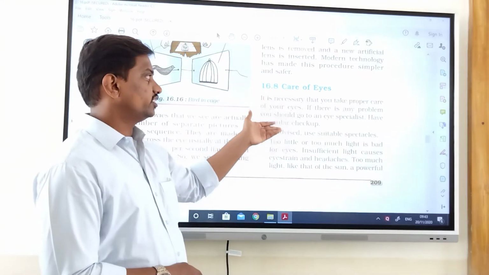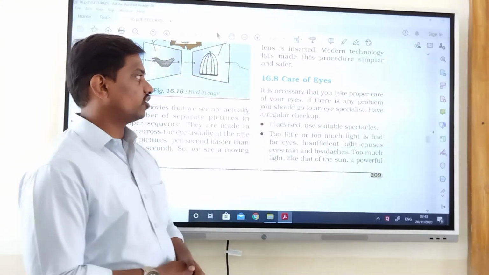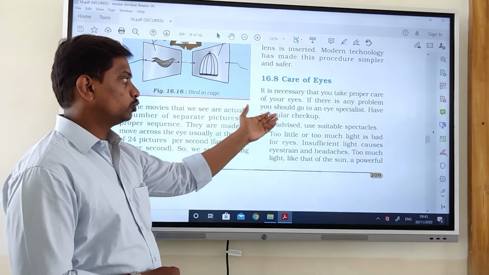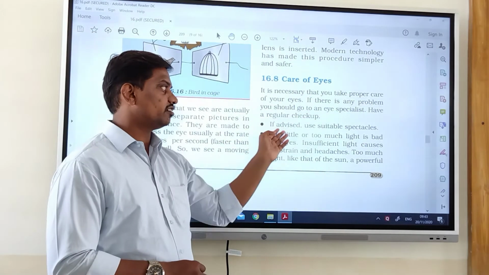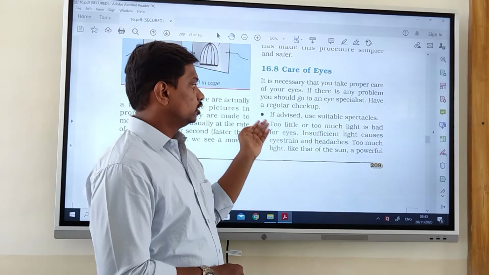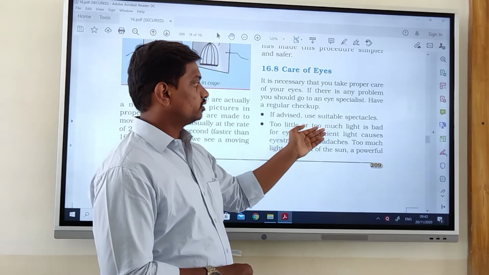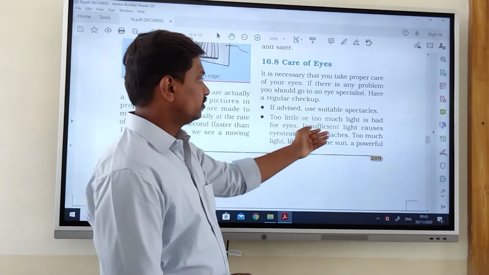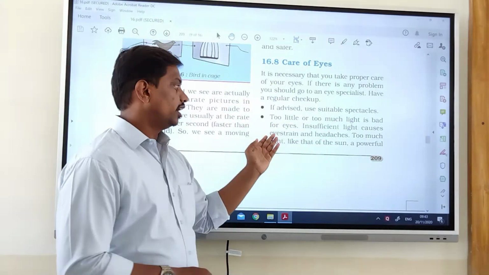Care of eyes. It is necessary that you take proper care of your eyes. If there is any problem, you should go to the eye specialist and have a regular checkup. If advised, use suitable spectacles. Too little or too much light is bad for eyes. Insufficient light causes eye strain and headaches.